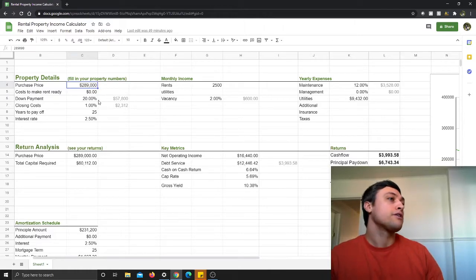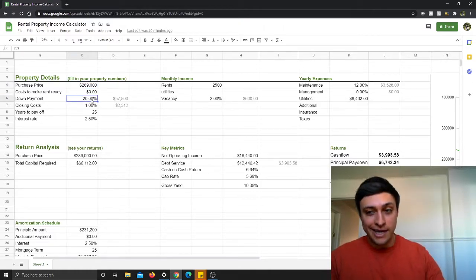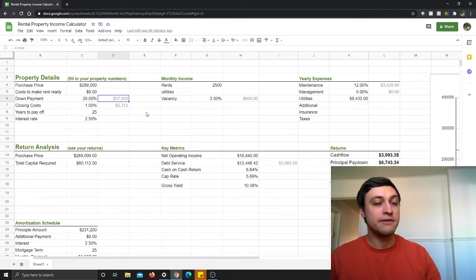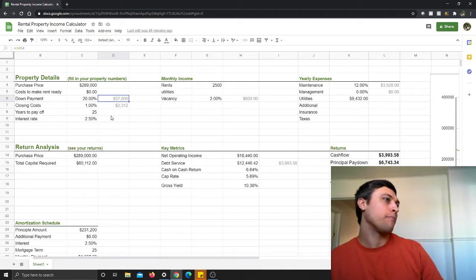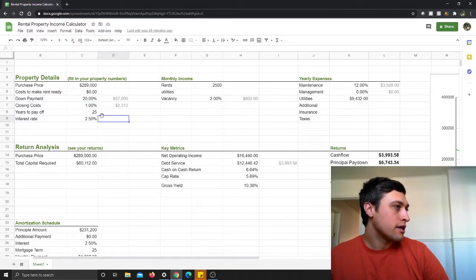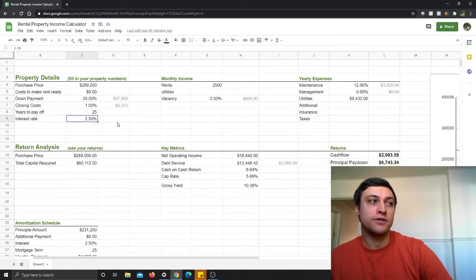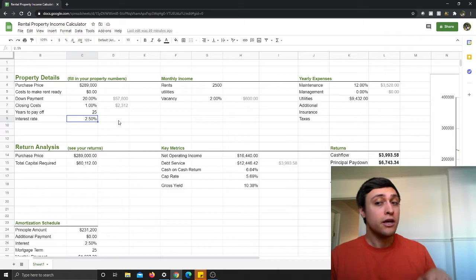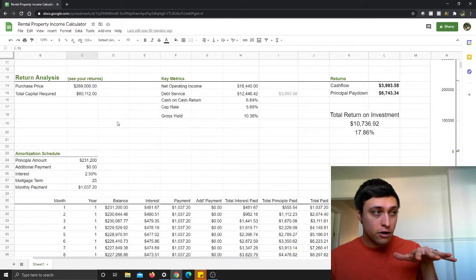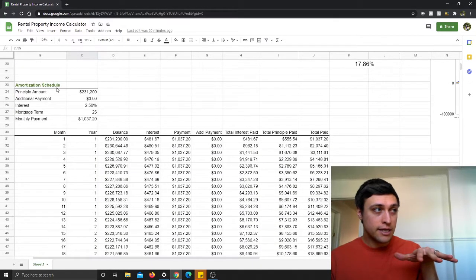Okay, you put a down payment of 20% down on that. It's gonna be $57,800. Whoa, that's a good amount. Okay, closing costs, yada yada, 25 years, and your interest is 2.5%. Okay, you're gonna jump down the sheet here to this fancy amortization schedule that I made.